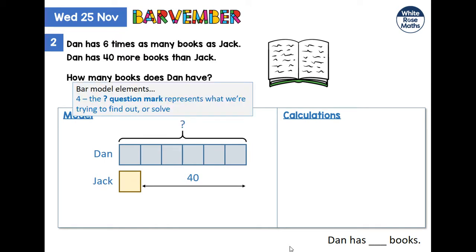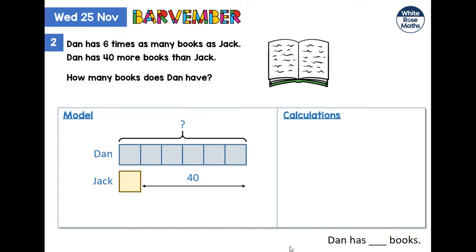And the question mark, as always, represents what we're trying to find out or to solve, which is how many books does Dan have. It's very easy in a problem like this to just work out what one of the parts is equal to and then think that we've solved it. Very good idea to have in your model the question mark so that your model is self-contained and you don't need to read the question anymore. So see how the calculations pan out.